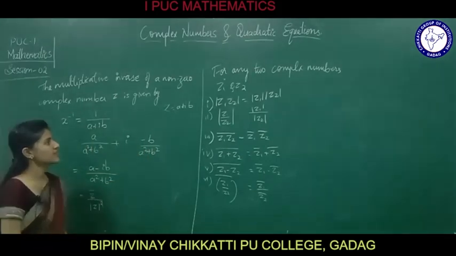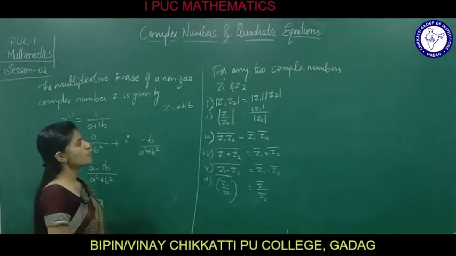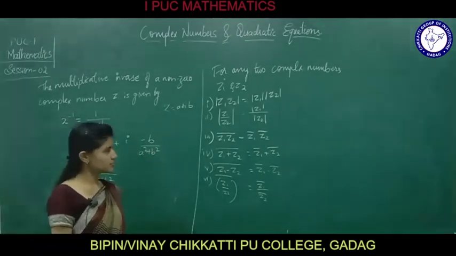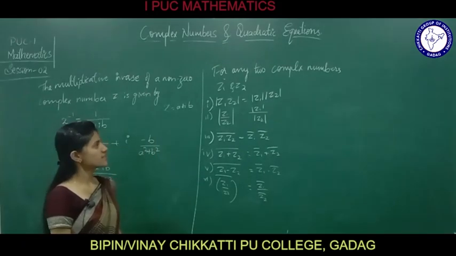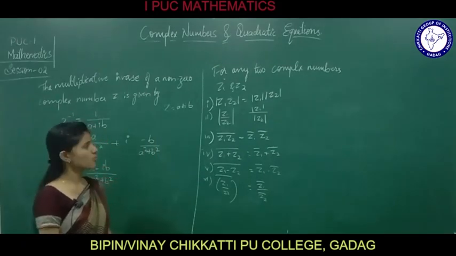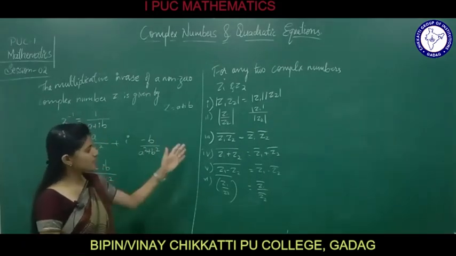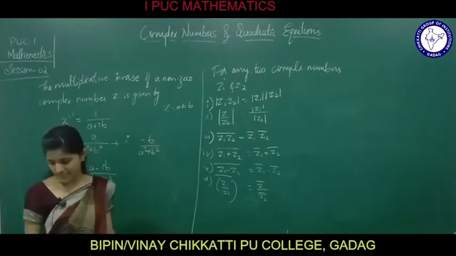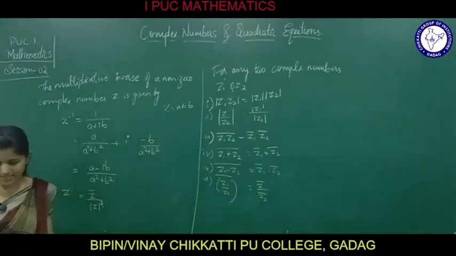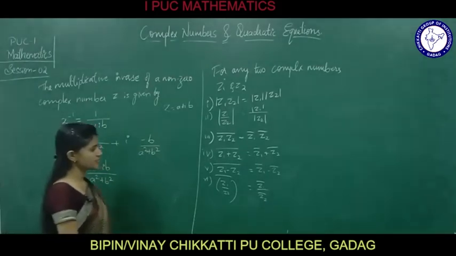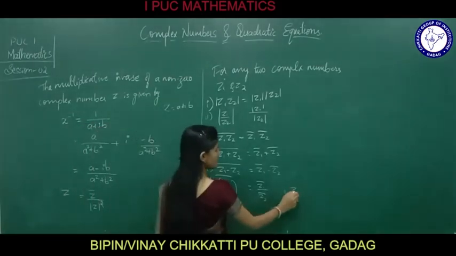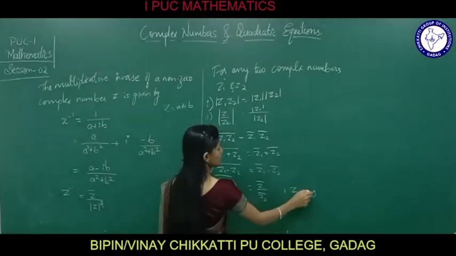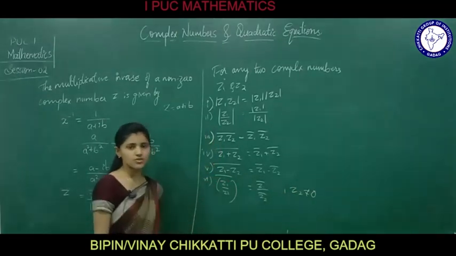Mod of z1 into z2 will be equal to mod of z1 into mod of z2. Mod of z1 by z2 is mod of z1 divided by mod of z2. The same way for the remaining identities provided here. See, what is the condition for division? The condition should be that z2 should not be equal to 0.